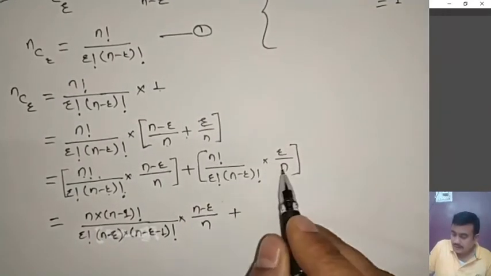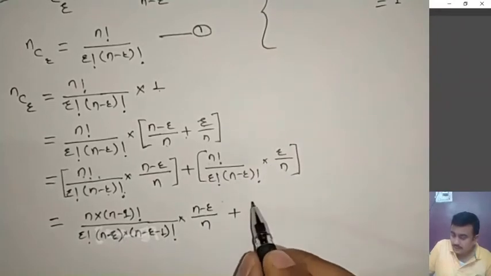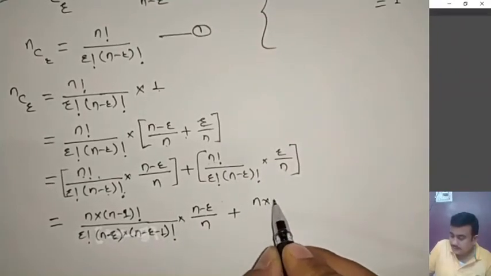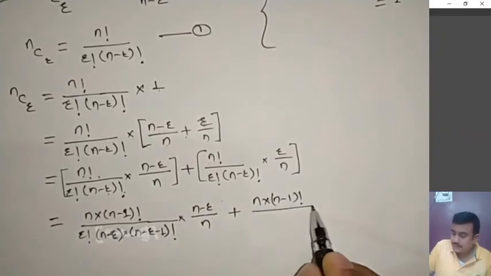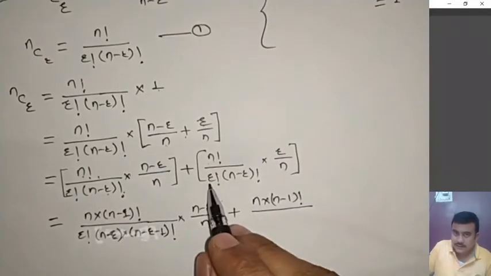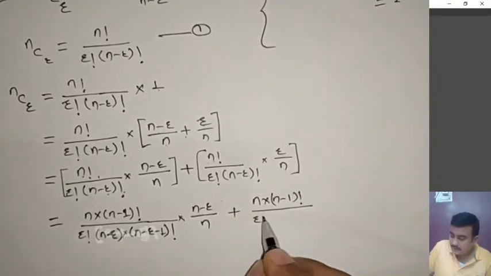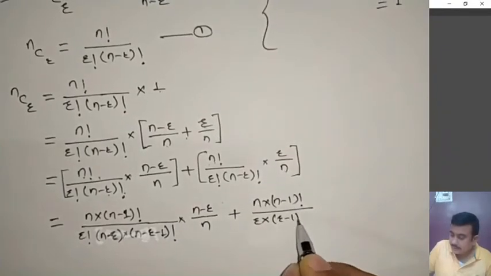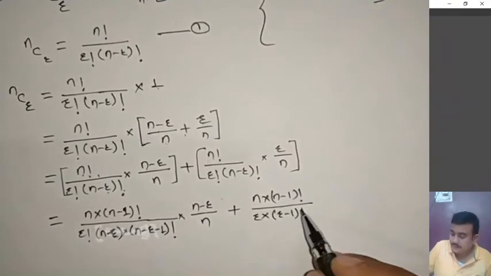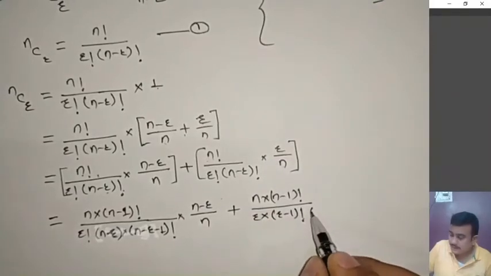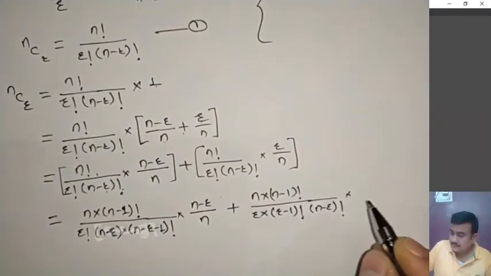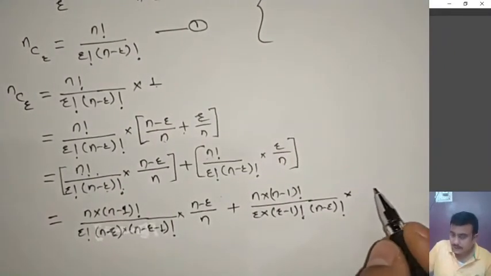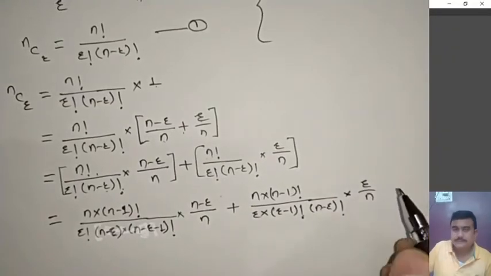Now again we will do the same over here. This n factorial can be written as n into n minus 1 factorial divided by. Now this r factorial can be written as r into r minus 1 factorial multiplied by n minus r factorial, completely multiplied by r by n.